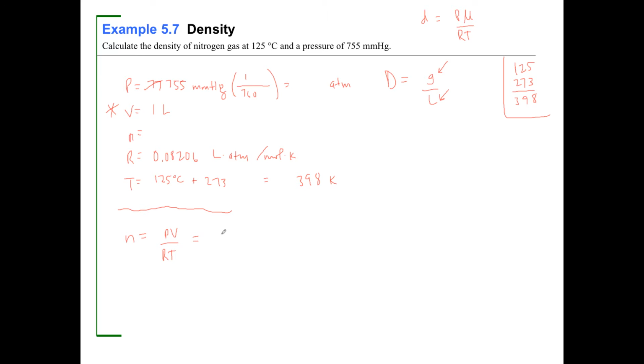All right, 755 divided by 760 is equal to 0.9934 atmospheres. Times 1 liter, times 0.08. Oh, we're done, aren't we? Look at that. 0.9934 atmospheres.